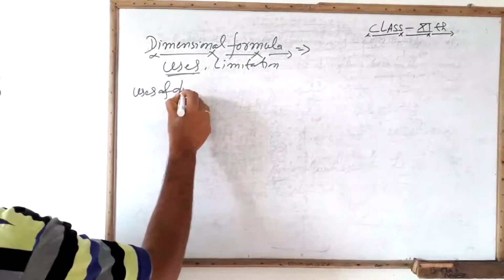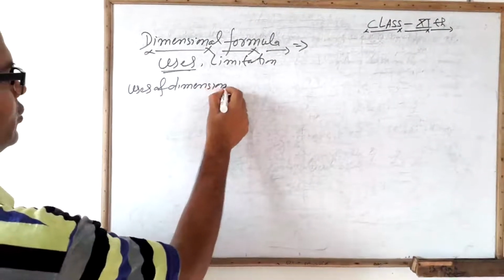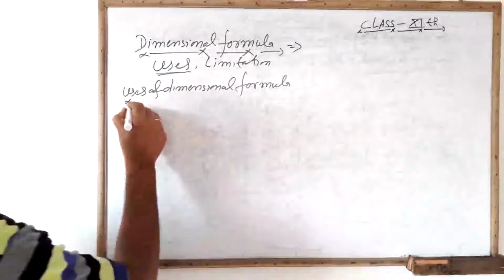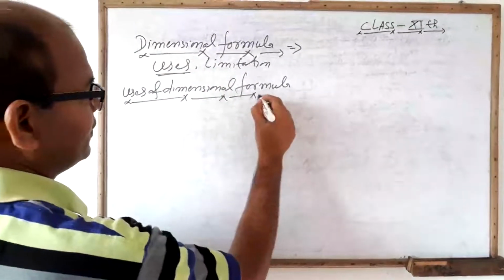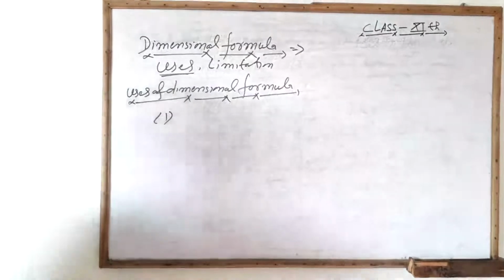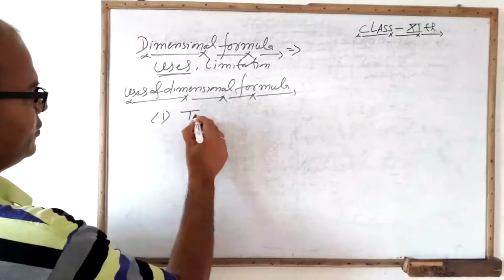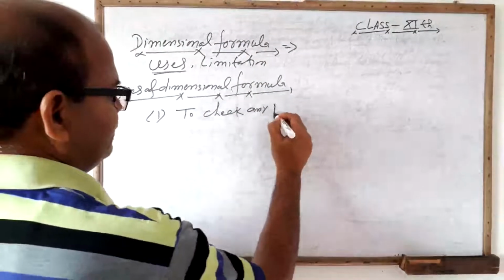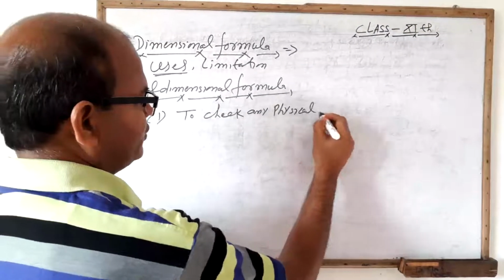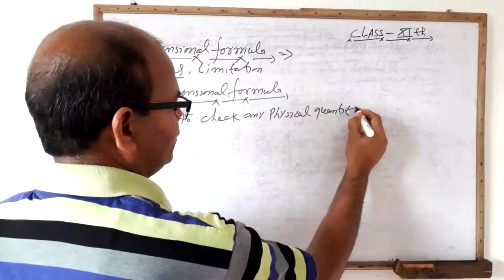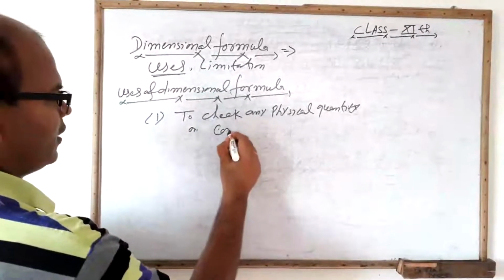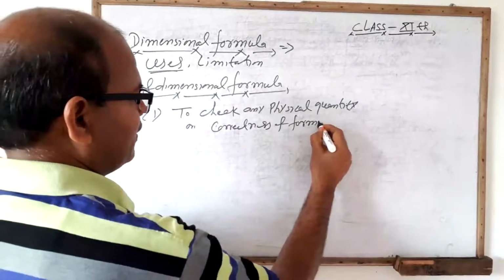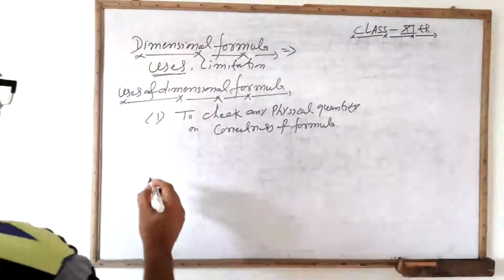Usage of dimensional formula. What is the usage of dimensional formula? First, to check the correctness of any physical quantity or formula.